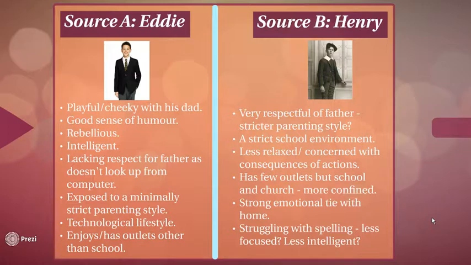So, some different implicit ideas that you may have come up with relating to Eddie. He seems to be quite playful and quite cheeky with his dad. He seems to have a good sense of humour, possibly a little bit rebellious. Seems to be quite intelligent. You could say that he's lacking respect for his father, as he doesn't look up from his computer when his dad comes into his bedroom. You could have said that he's exposed to a minimally strict parenting style. So in other words, his dad doesn't seem to be that strict with him really.